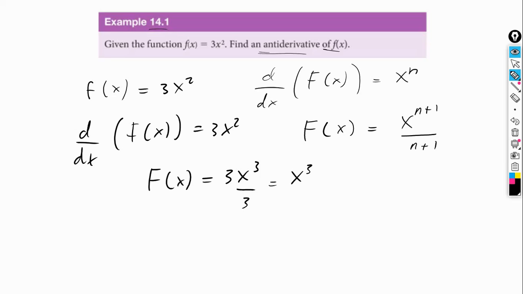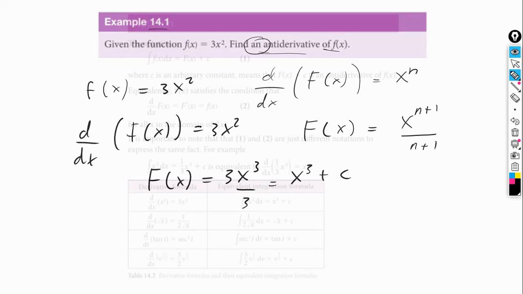Now this would be one example, but notice that they say find an antiderivative. The thing is that this x cubed could be accompanied by any constant. So normally when we find an antiderivative, we have to add the symbol for constant, which is the letter c. In other words, remember that if we do the derivative of a constant, it would just become 0. That means that when we find the antiderivative, we have to consider the possible existence of a constant.